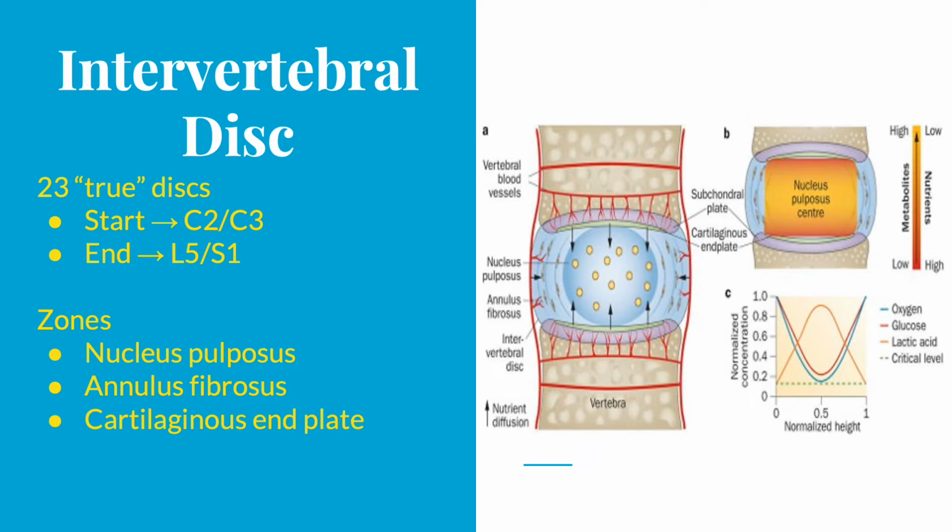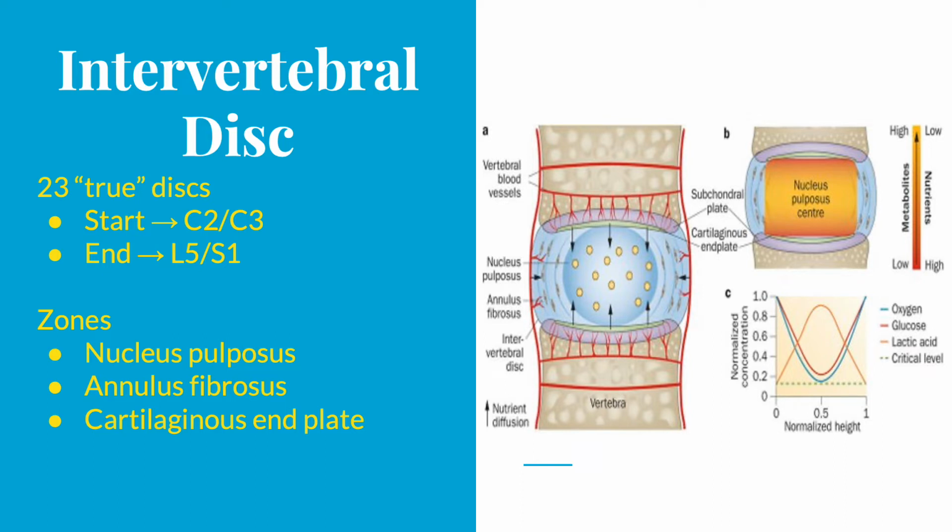You want to know all the zones, so you've got your nucleus pulposus, which is that jelly-like inner layer. You've got your annulus fibrosus, which is going to be that tough outer layer that helps to maintain the structural integrity. And then you've got your cartilaginous end plates, and those are going to be what's connected to each of the vertebral bodies and where a lot of diffusion happens.